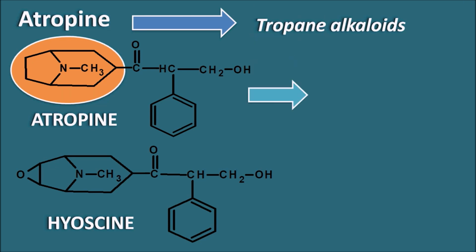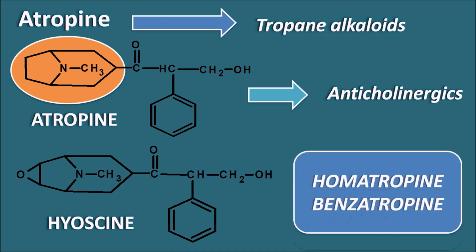These drugs act like anticholinergic agents, and particularly atropine is used as an antispasmodic and hyoscine is used as an antiemetic. Few drugs like homatropine and benzatropine are related to atropine. They are semi-synthetic products coming from the tropane alkaloids.